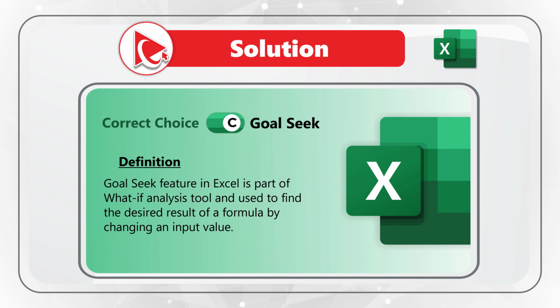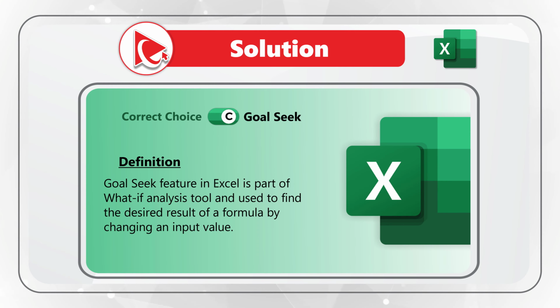So the correct answer to the original question is choice C, Goal Seek. Do you know any other Excel features that can help Jeremy in his goal? Please make sure to share in comments.